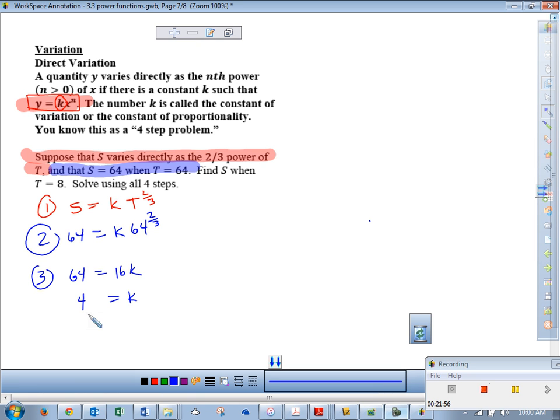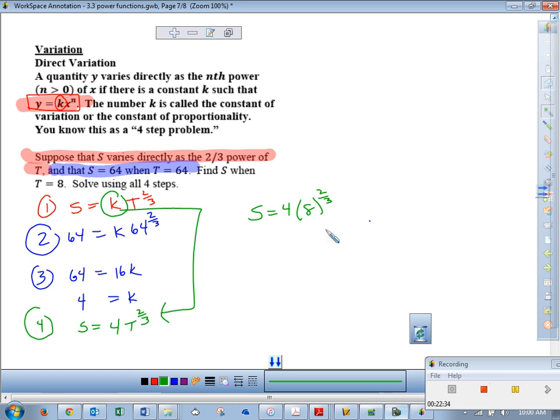Right? Then step 4, rewrite your original equation. Go back to the red one. S equals 4t to the 2/3 power, replacing the k value. Now you've figured out k, so this is the direct variation equation for this particular scenario. Now answer their question. Find S when t is 8. So I'm running out of space here, so I'll go over here. So S equals 4 times 8 to the 2/3 power.